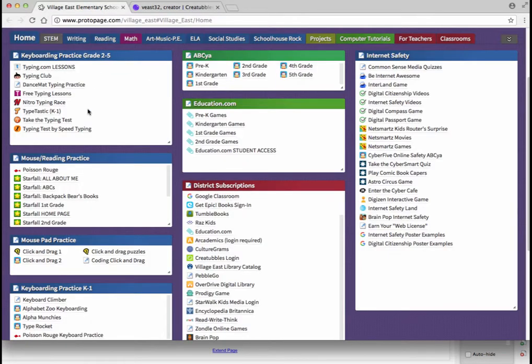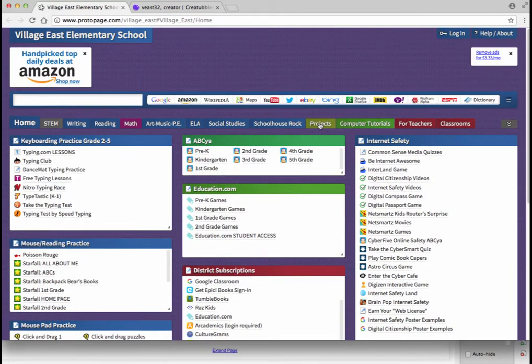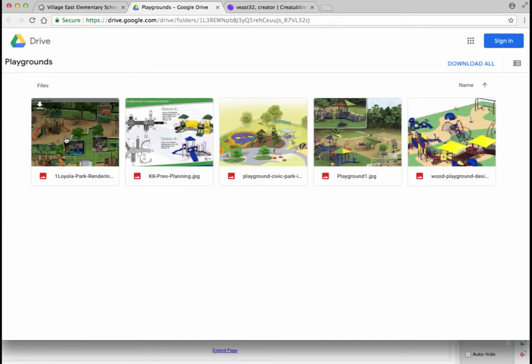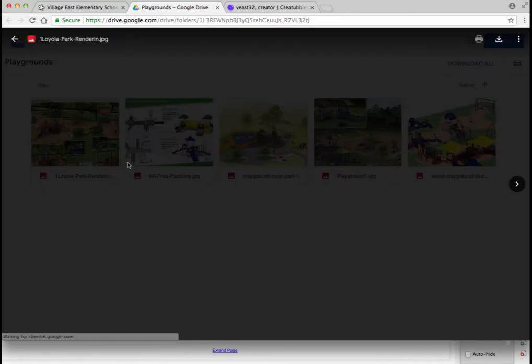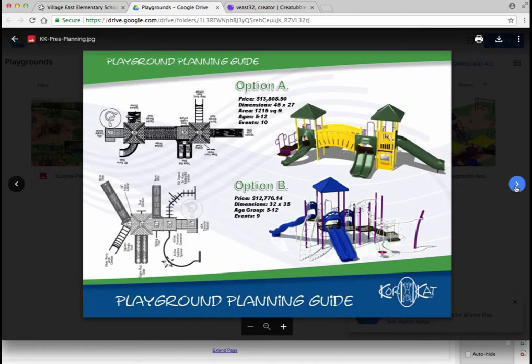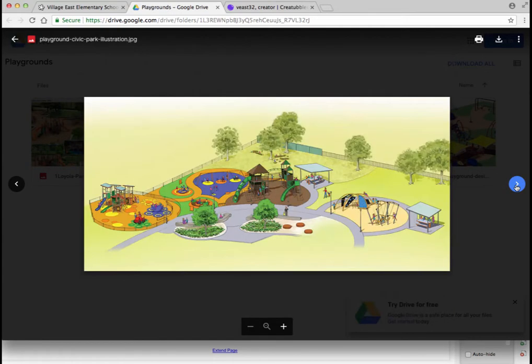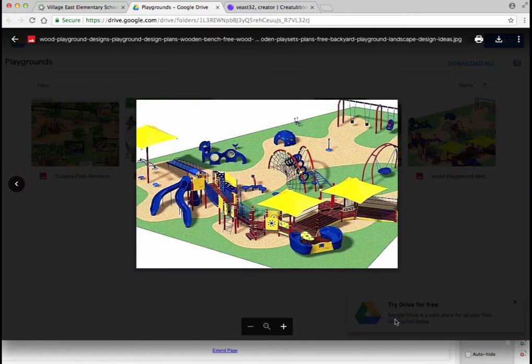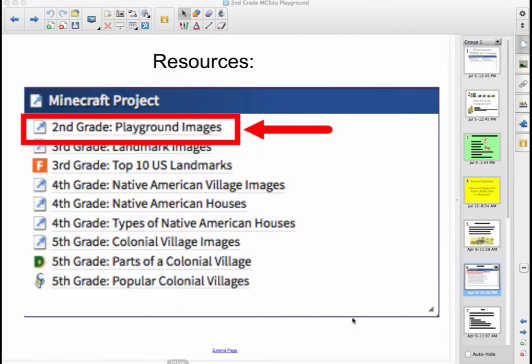So if I go to our Villages proto page and go to projects, you can see second grade has playground images. So we talked about this on the first day of this project to kind of give them some background knowledge of what a park looks like, how it's designed. So these are different companies that supply playground equipment. This is a good example of a design of a public park. So students had several images to use as their background knowledge.